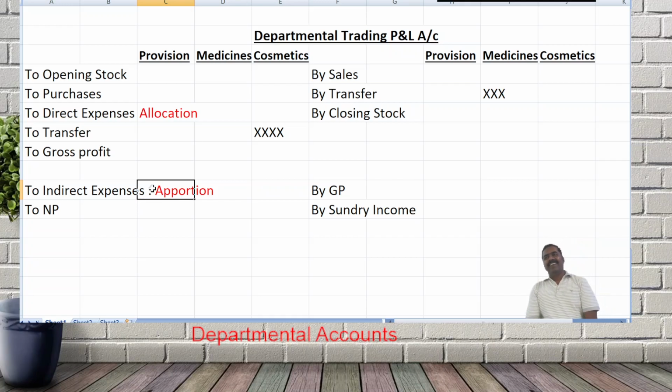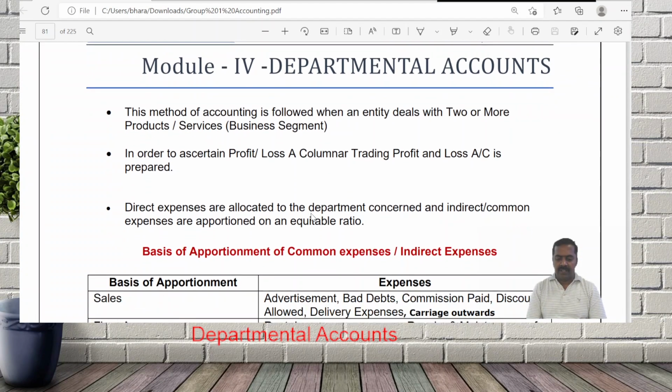Indirect wages will be allocated based on direct wages. Depreciation will be allocated based on value of the asset. So indirect expenses will be apportioned on a suitable basis so that you get the net profit of the different departments. All these things are given in a printed note.